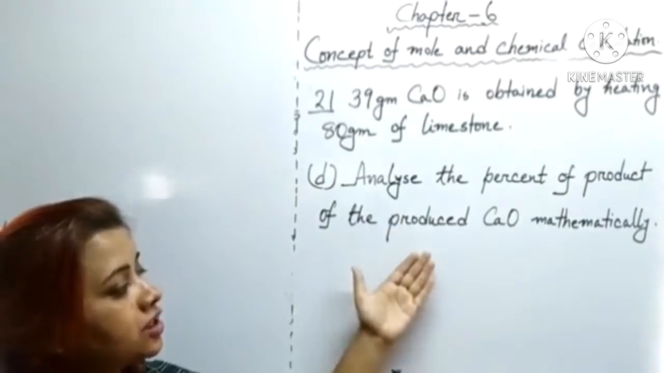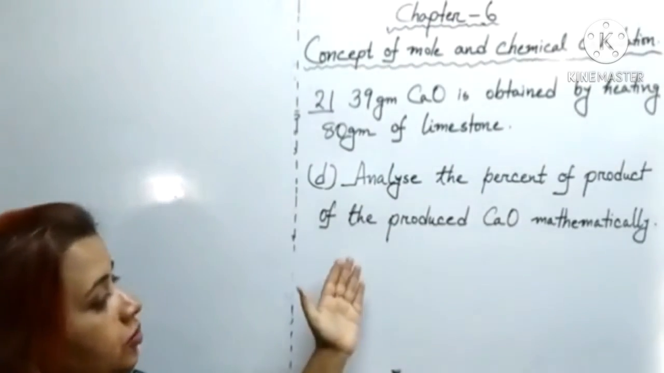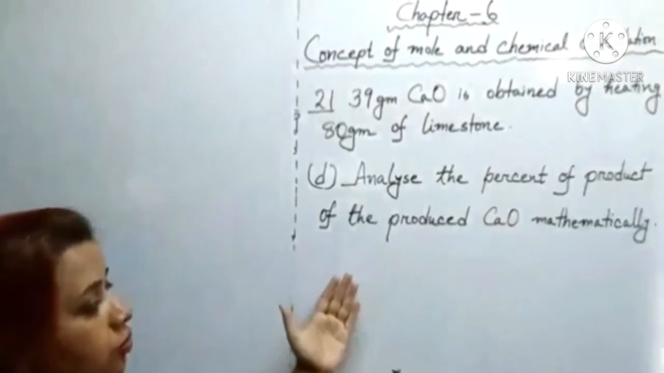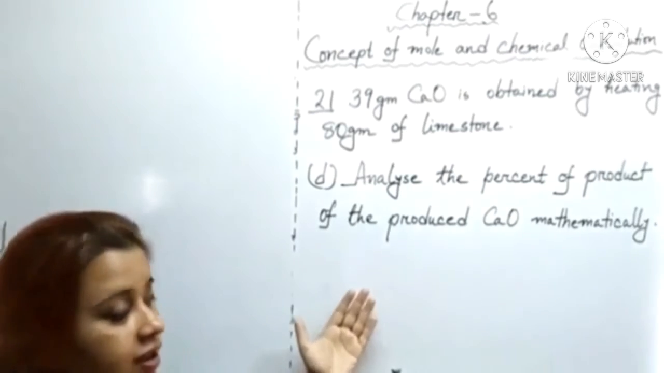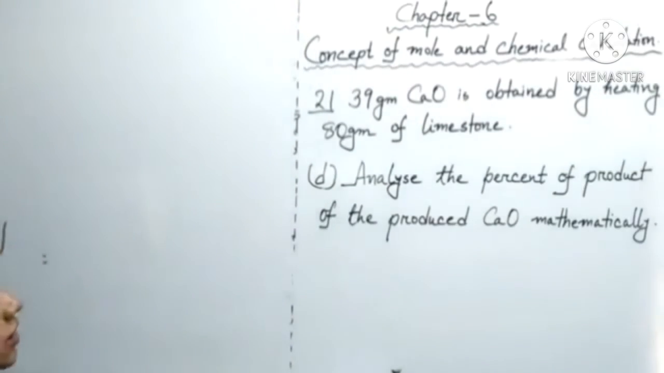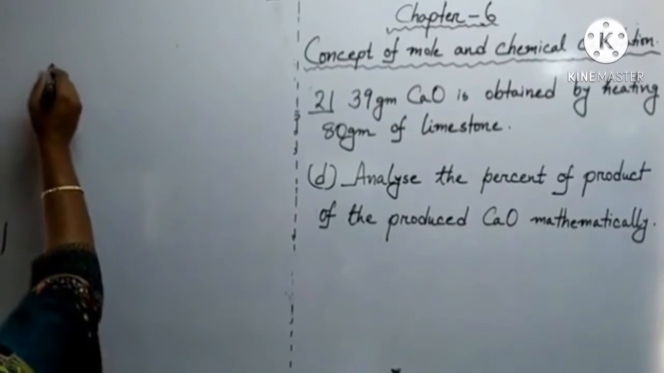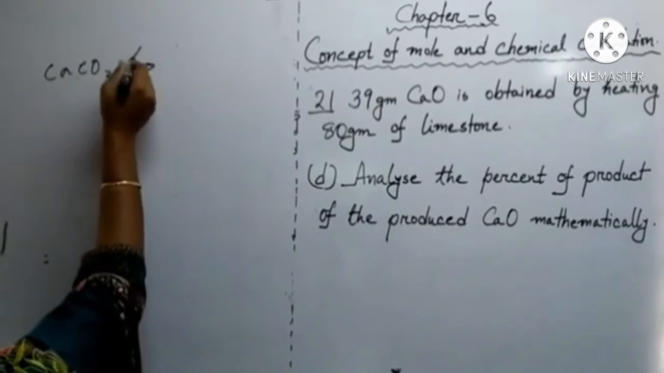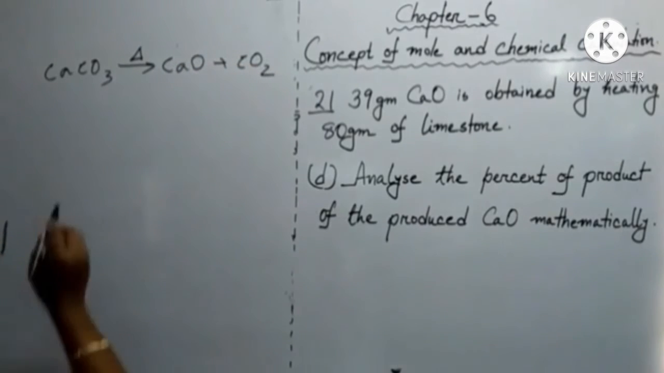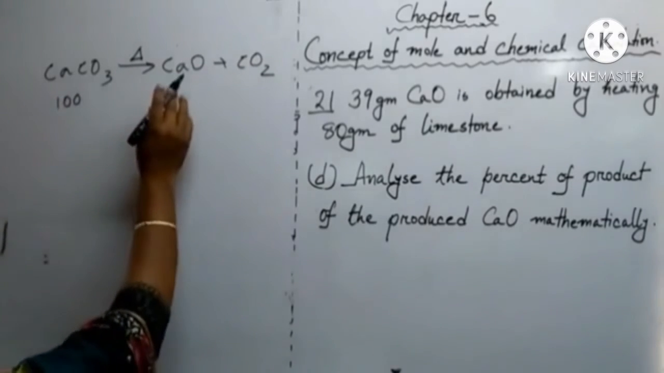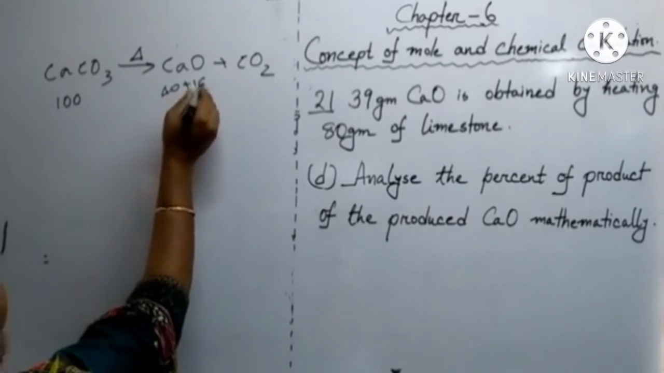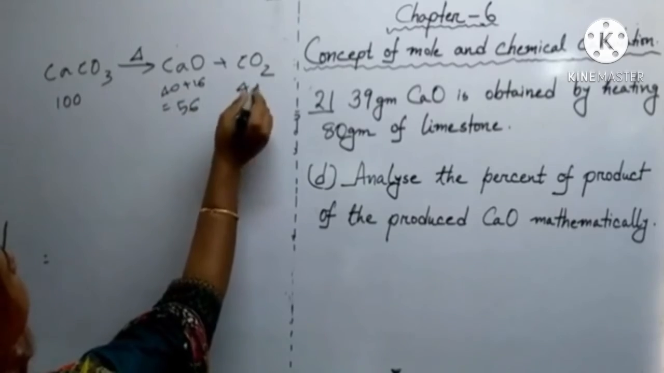Analyze the percent of product of the produced calcium oxide mathematically. You know the formula of determining percent of product is equal to the amount of product which has been obtained practically divided by the amount of product which was supposed to be obtained theoretically into 100. So at first we have to write the reaction. Calcium carbonate is heated. After being heated, calcium carbonate produces calcium oxide plus carbon dioxide. Here, the molecular mass of calcium carbonate is 100, the molecular mass of calcium oxide is 40 plus 16 equals 56, and carbon dioxide is 44.